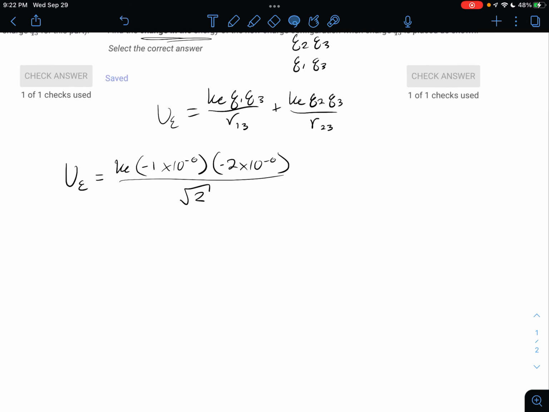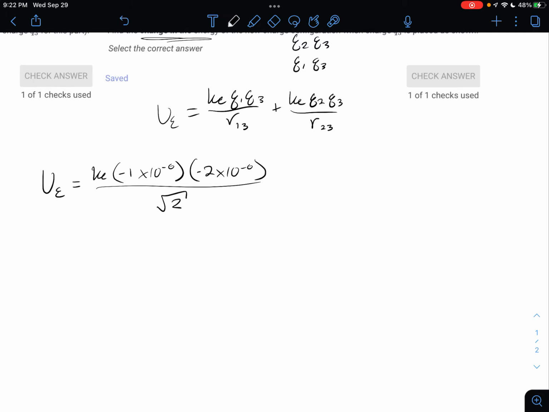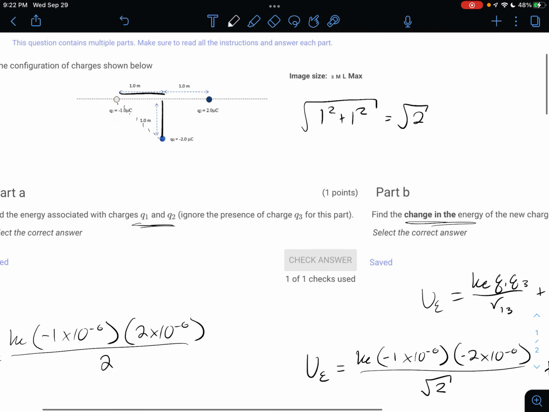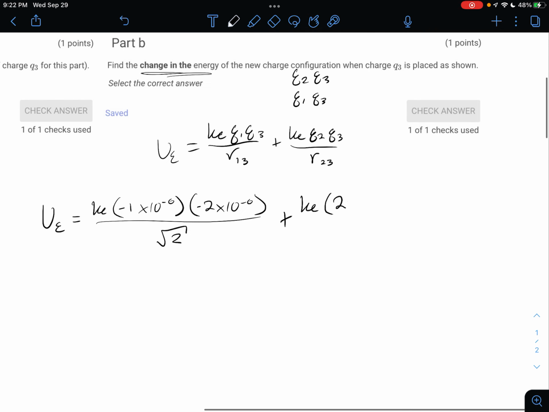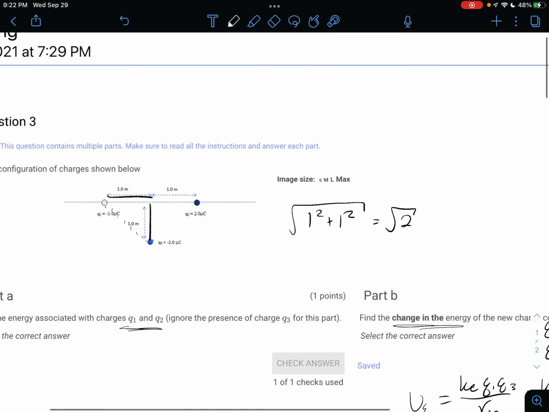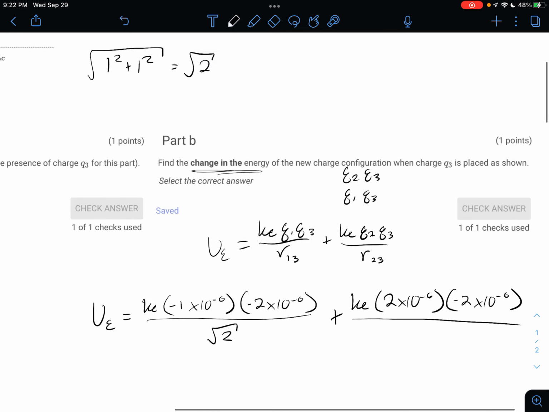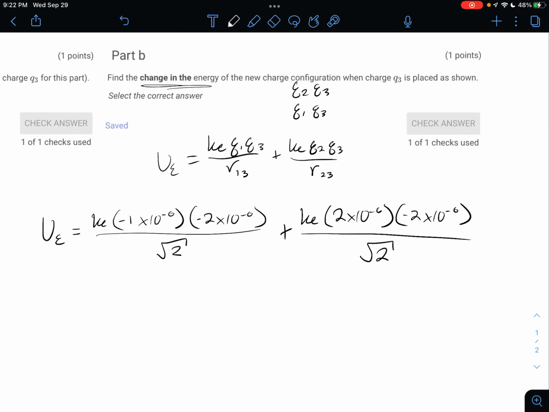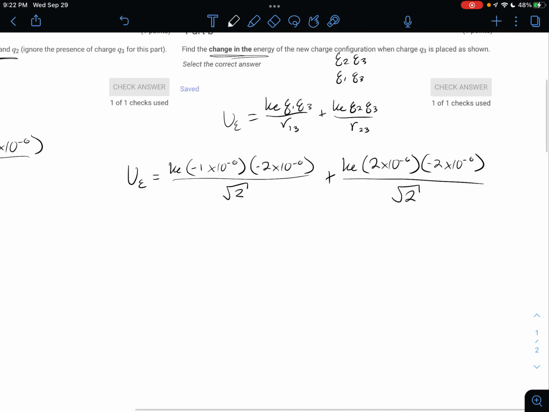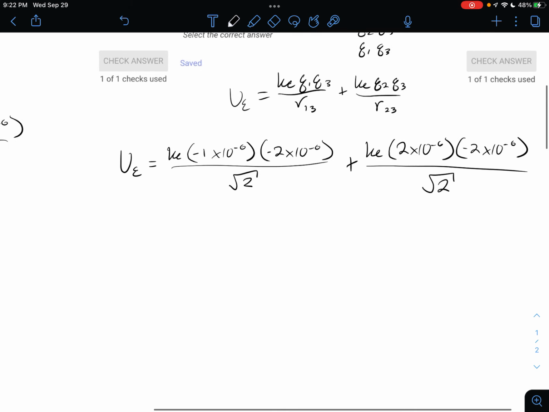That's our first part. Then our second part, we're adding, again, Ke, and we're multiplying by Q2, which is 2 times 10 to the -6. And again, Q3, -2 times 10 to the -6, all over, and again, we have this hypotenuse here with, again, one leg 1 and another leg 1. So that's going to be √2 again. So this is going to give us our additional potential energy to the system.